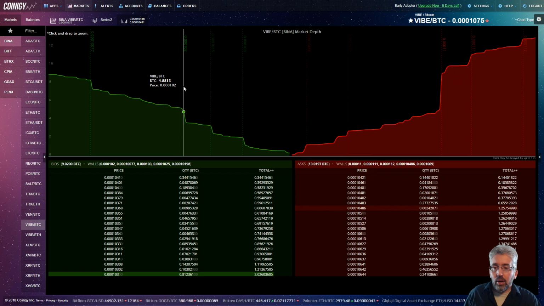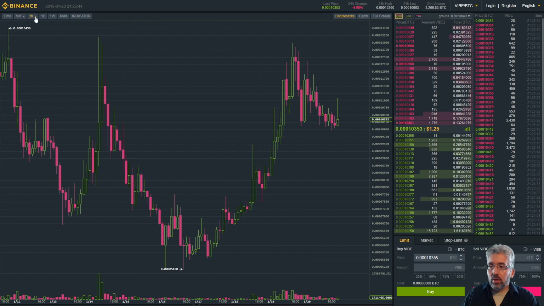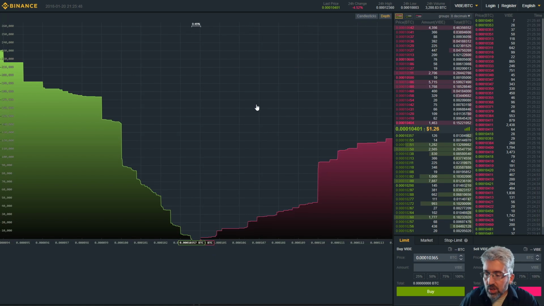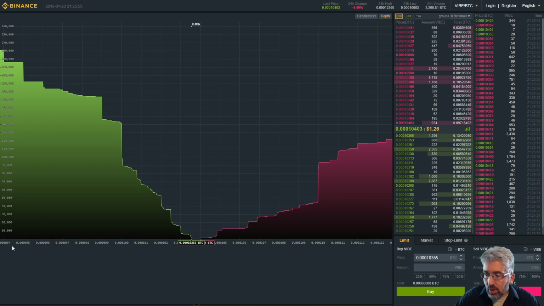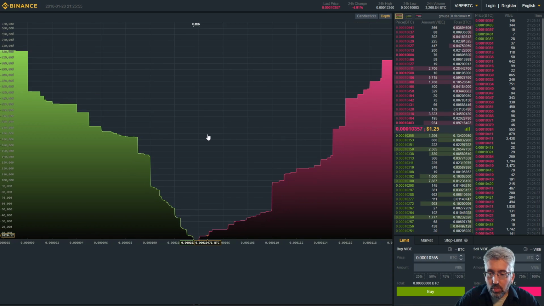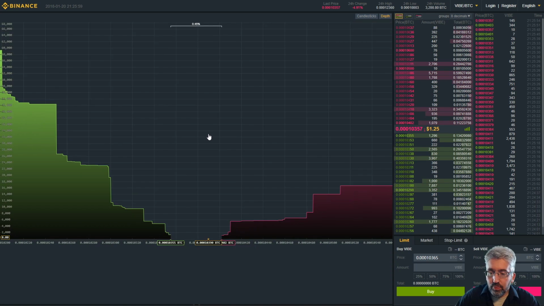And Coinergy in this case shows a certain selection of this map, but if you look at Binance, this is the same chart, the 2-hour Vibe BTC. If we go to the depth, as you can see, we see a slightly different picture. This will actually go all the way back to 9500 Satoshi, and you can probably zoom out even more, as you can see. And of course you can zoom in.